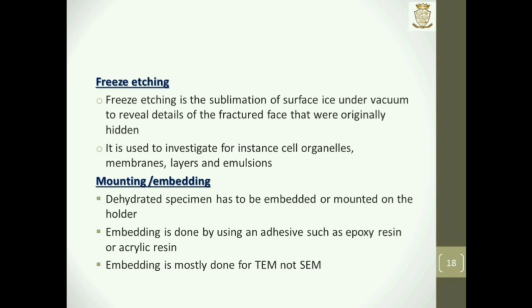Freeze etching is the sublimation of surface ice under vacuum to reveal details of the fractured face that were originally hidden. It is used to investigate indents, cell organelles, membranes, layers and emulsions. Another step is mounting or embedding. The dehydrated specimen has to be embedded or mounted on the holder. Embedding is done using an adhesive such as epoxy resin or acrylic resin. Embedding is mostly done for the transmission electron microscope, not the scanning electron microscope.